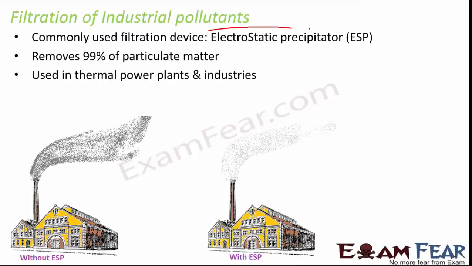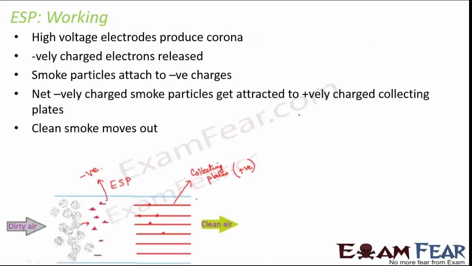That is where the electrostatic precipitator, or ESP, helps. It is a filtration device and it removes 99% of the particulate matter. It is very widely used in thermal power plants and industry. You see, without ESP, it was like black smoke coming out of the industries. With the help of ESP, the color itself tells you that it has been filtered a lot.